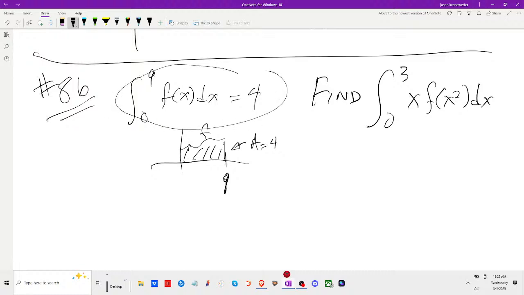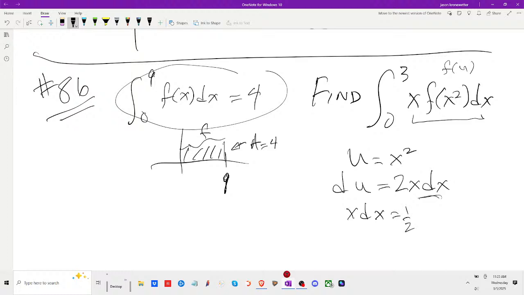It's got to be related to this one because otherwise they wouldn't give it to you. So let's do that same thing that we did before. Let's do u equals x squared, because I want to get it in the form of f of u. Then we have to substitute for everything we see here. When I take the derivative of u, I get du, and the derivative of x squared is 2x dx. That's perfect because in this integral I have an x dx, so I'm going to say that x dx is 1/2 du.